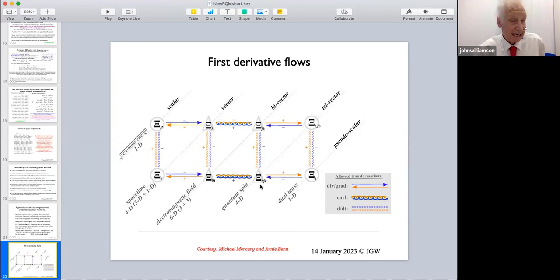That the vector potential and the quantum spin is zero as well. In fact, we know that it can be zero because if you take a right circularly polarized photon, then the integral is going to give you h bar. Left circularly polarized, it's going to give you minus h bar. But if you take a linear one, it's going to give you precisely nothing at all. But it doesn't mean that the spins are everywhere zero. It just means that they average to zero. So these are the first derivative flows.